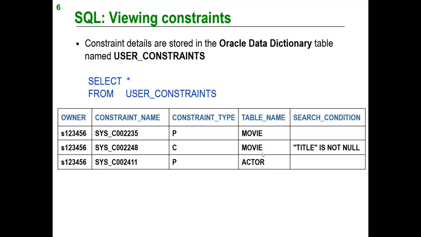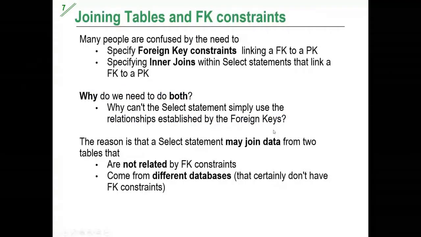And then it gives you the name of the table where the constraint applies. In this case, the movie table and the actor table, we have 3 tables in our database. And then a search condition, what other search condition applies. So this is one way of doing that. Now let's come to a small topic.